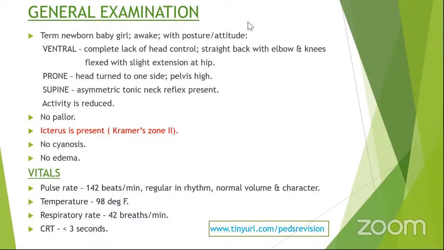Continue, Vignesh. General examination. Term newborn baby girl who is awake. Posture and attitude: there is complete lack of head control, straight back with elbows and knees flexed with slight extension at hip. In prone position, the head is turned to one side and the pelvis is high. In supine position, asymmetric tonic neck reflex is present. There is no pallor, icterus is present, no cyanosis and no edema.